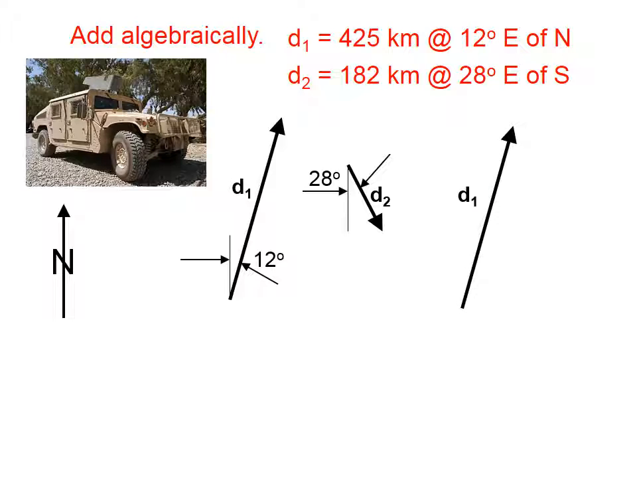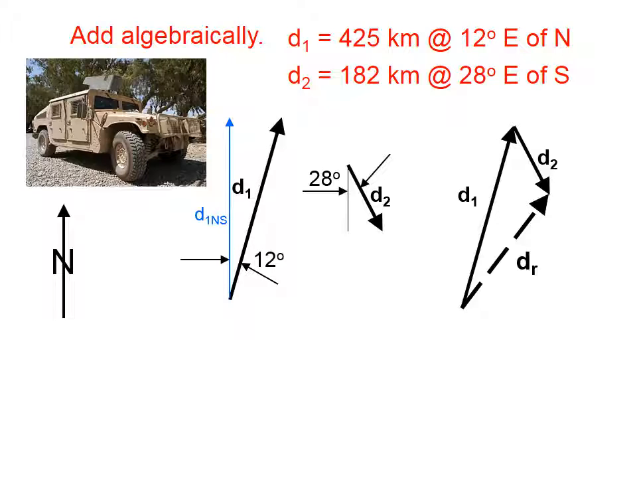And then I like to ballpark sketch them out so I have an idea of what the resultant is going to look like. We learned how to do that with graphical addition of vectors, so my resultant is going to look something like that. So if d1 is 425 kilometers, I'm expecting my resultant to be 320 kilometers or something like that. In other words, if I get a number like 844 kilometers, clearly that's going to be wrong.